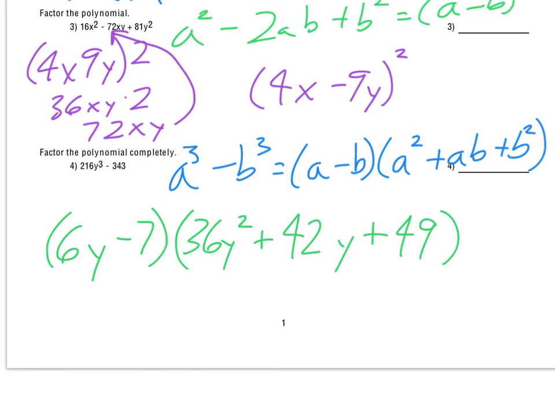Now this trinomial here looks maybe fairly factorable, but that will not factor unless there is a common factor in here that you forgot to take out. But otherwise this does not factor at all. So you're done at that point.